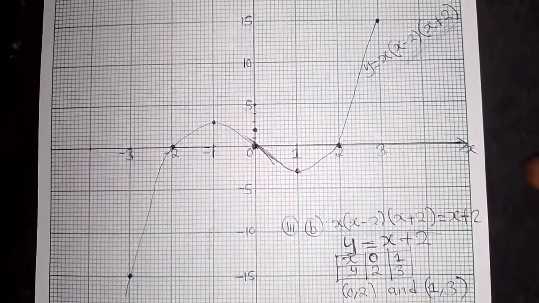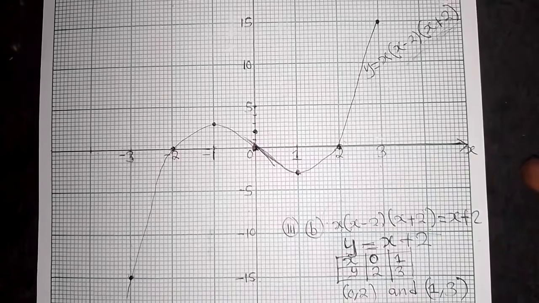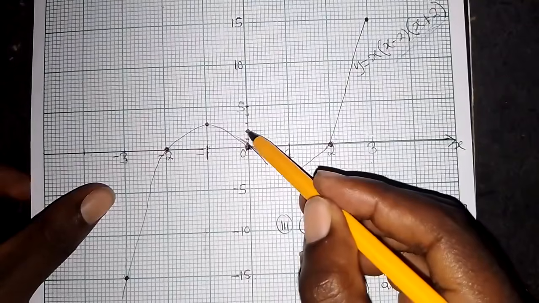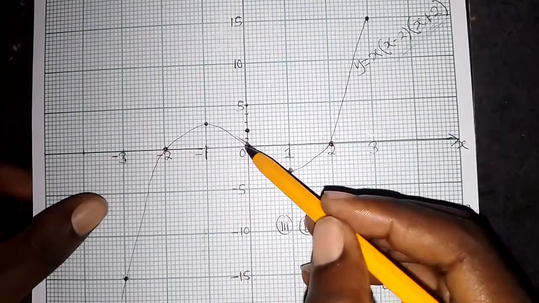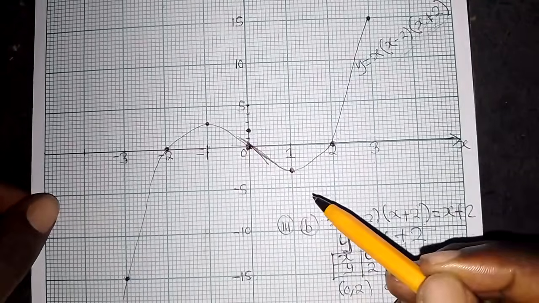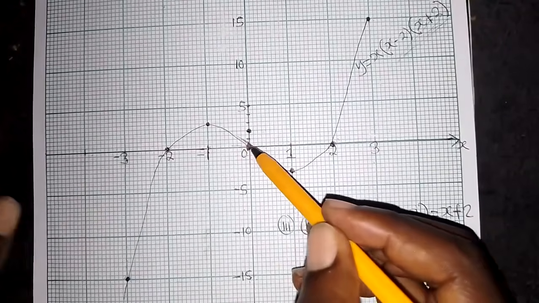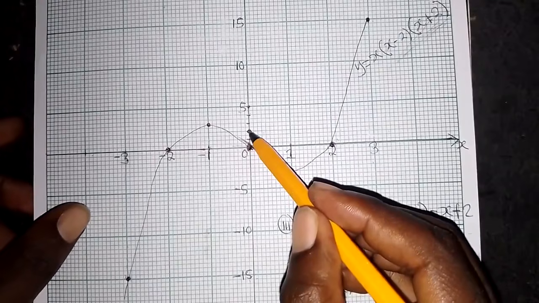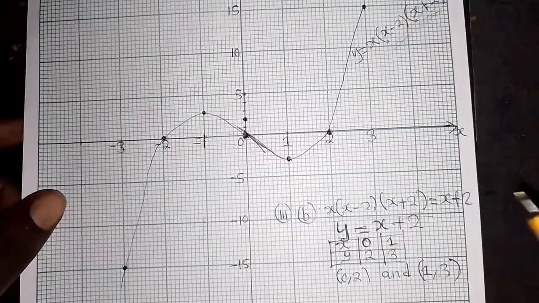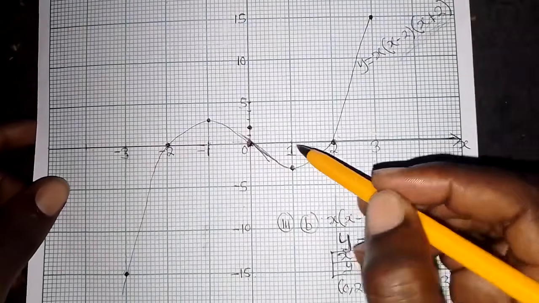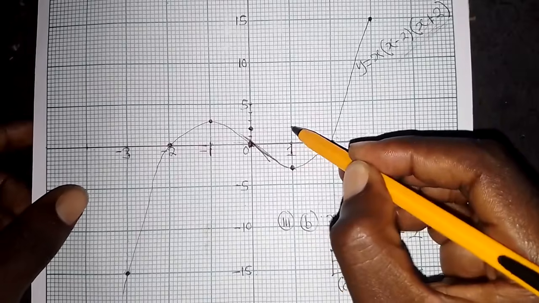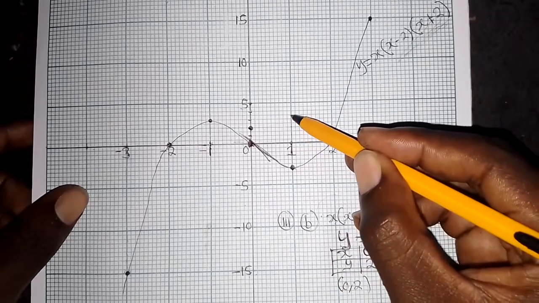We know how it looks from doing paper 1. This is what you are supposed to do. 0, 2 is here. 0 on the x-axis, 2 is just there. The other coordinate is 1, 3. 1 is here, and 3 from here. That is where 3 is.